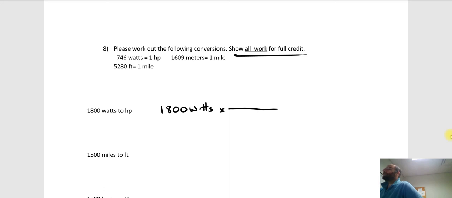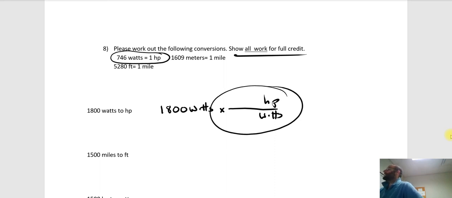If we want to be left with horsepower and get rid of watts, we would need watts on the bottom, horsepower up top. Then we would look to our unit conversions here to know what numbers go where. Make sure you do not skip this step, because when I say show all work, that's what I'm talking about. And if that step's not there written out, you will lose points.